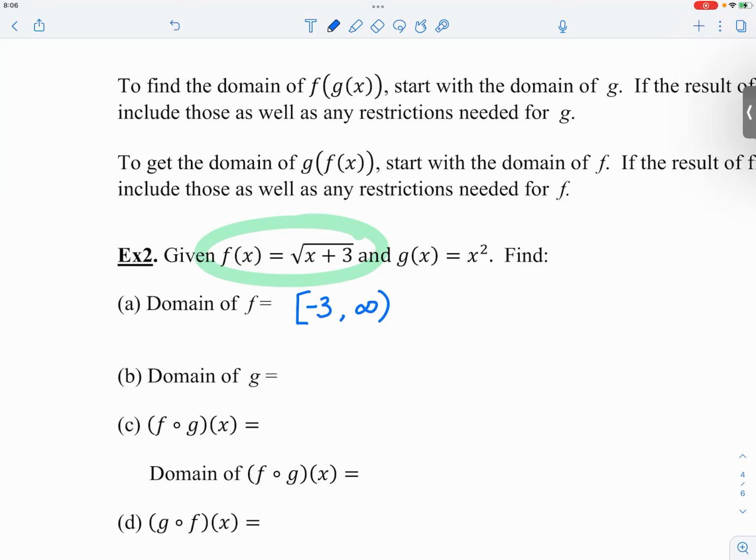And then for g of x, we say, oh, g of x is x squared. Can x be everything or anything? We say, yeah, sure, no problem. Then we say, oh, it's from -infinity to infinity. So that would be the domain for g. So now, what about the f of g of x? F of g of x. Then we say f of g of x. Okay, you insert it right here.